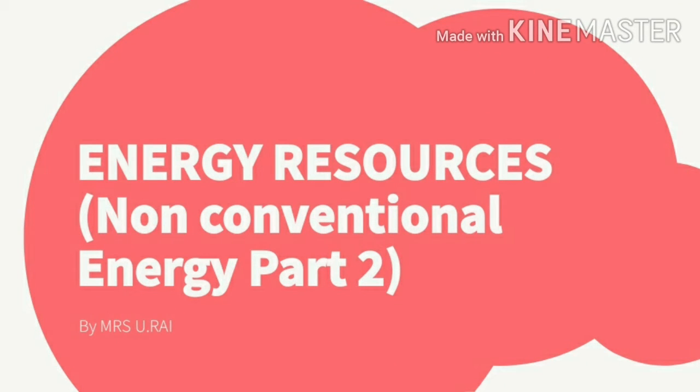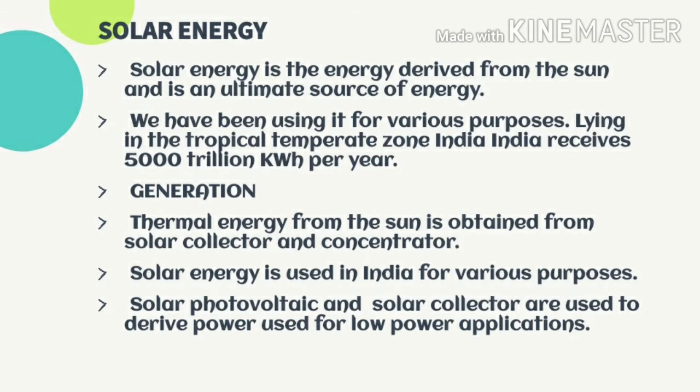In the last presentation, we dealt with the advantages and disadvantages of non-conventional sources of energy. So today, we are going to deal with the different types of non-conventional sources of energy. The first type of energy that we will be dealing with is solar energy. Solar energy, as the name suggests, is derived from the sun, and it is an ultimate source of energy.